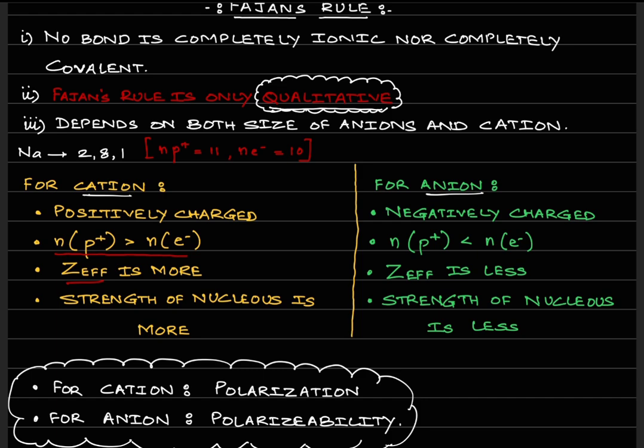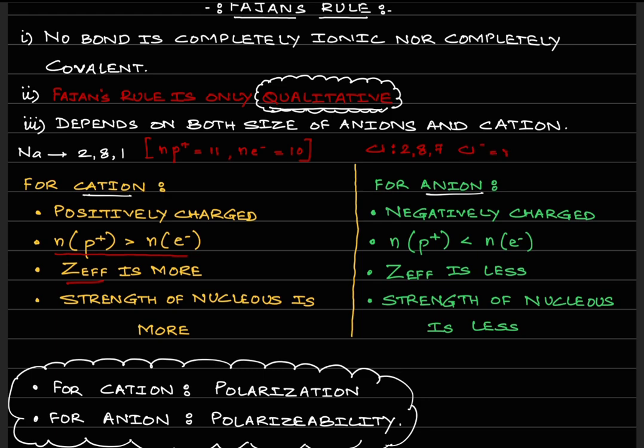The size of cation will be decreased. Absolutely right. Okay, moving on towards the anion. Again, if you take an example of chlorine over here, chlorine is 17, so 2 comma 8 comma 7. If it gains one electron, it becomes chlorine negative.